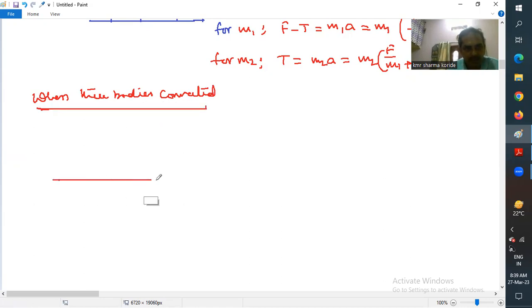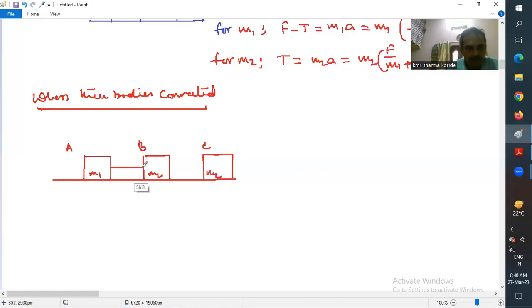So once again, this is the horizontal surface. This is block A of mass M1, this is block B of mass M2, and this is block C of mass M3. Now this is connected with the first string and the second string, and let us say the force is applied on block C.